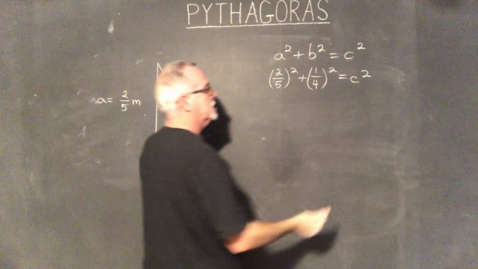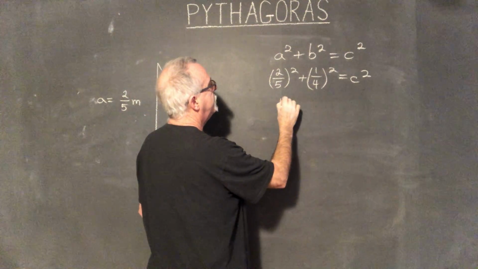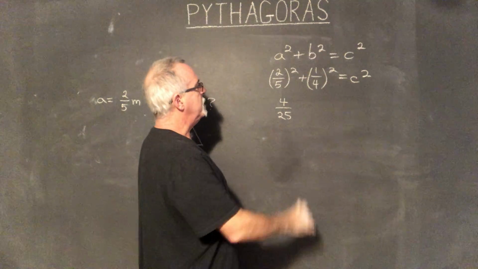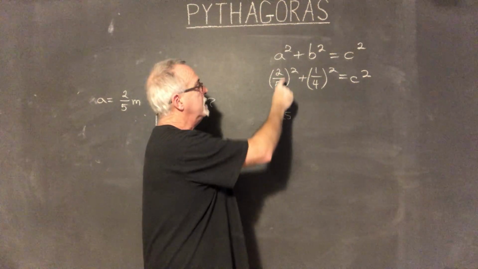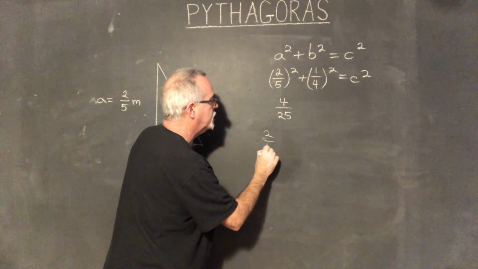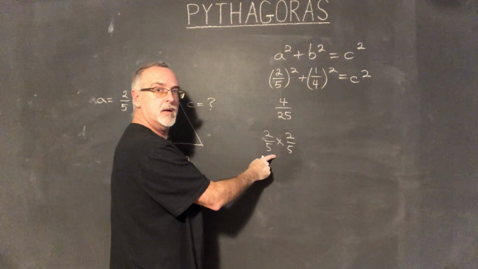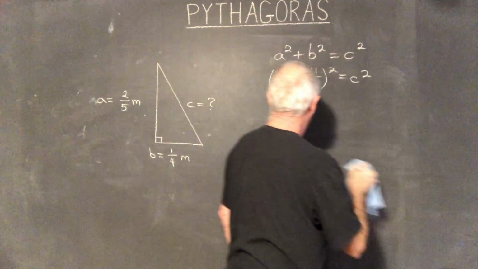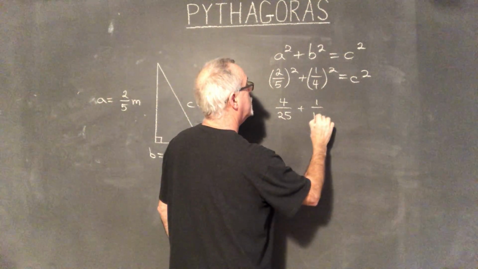Are the fractions causing any problems? Not so far. 2/5 squared is going to be 4/25. How did he know that? I just happen to know that 2 squared is 4 and 5 squared is 25. We know how to multiply fractions. 2/5 times 2/5. That's what 2/5 squared means, right? 2 times 2 is 4, 5 times 5 is 25. I didn't really even have to show that, did I? Okay, 1/4 squared is going to be 1/16.